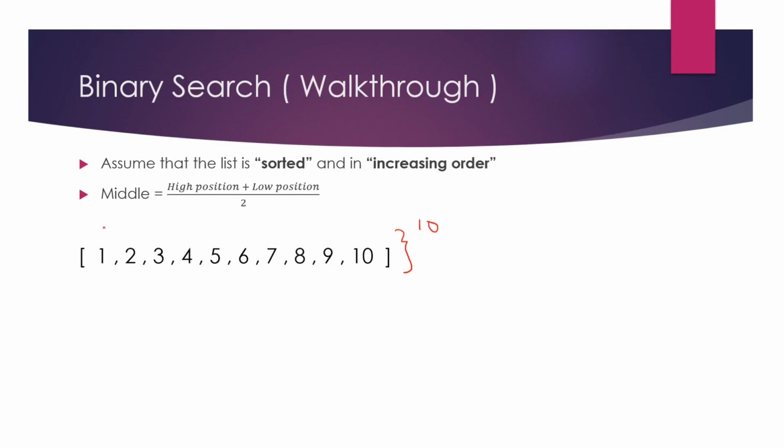So let's say number 1 right here is at position 0. Number 10 right here is at position 9. So 9 plus 0, divided by 2, you're going to get 4.5. And 4.5 is kind of right here. Therefore, 5 or 6 can be your middle starting point. So you can pick either one of them.